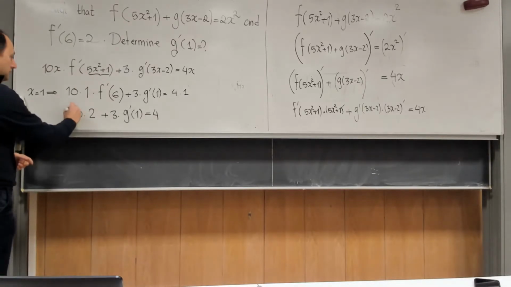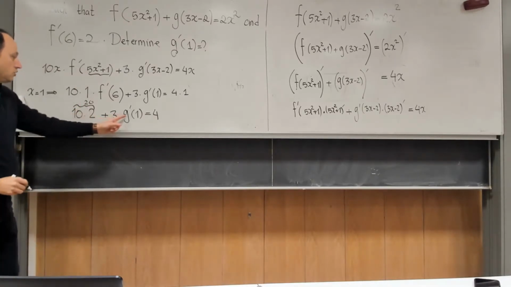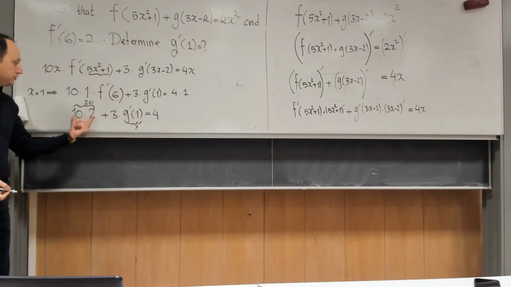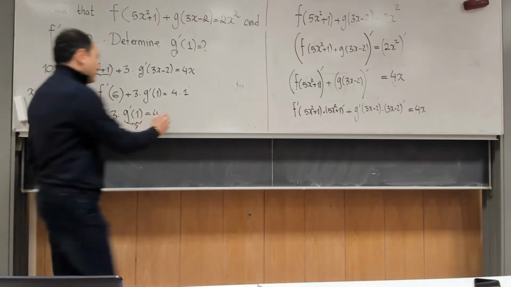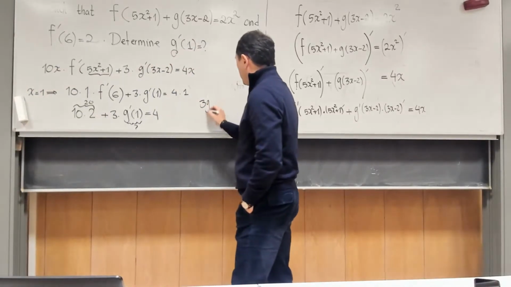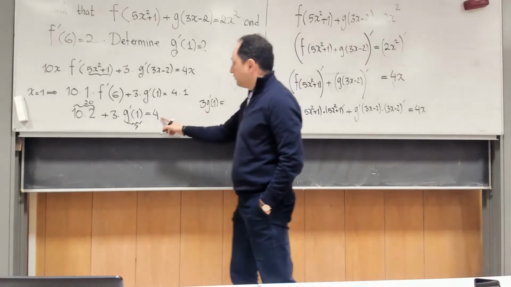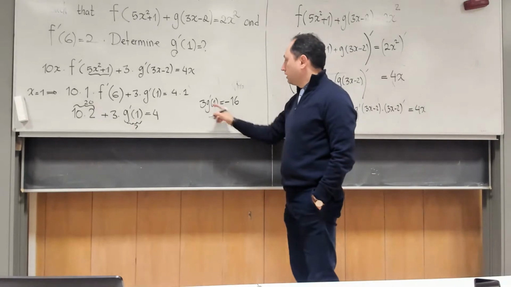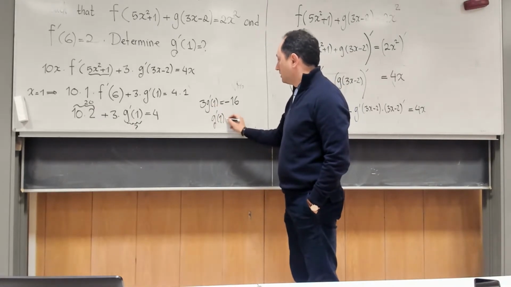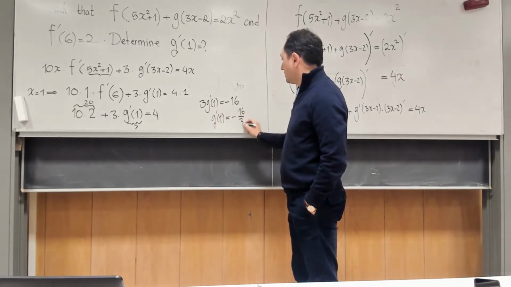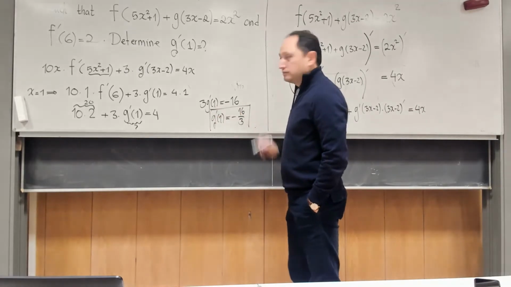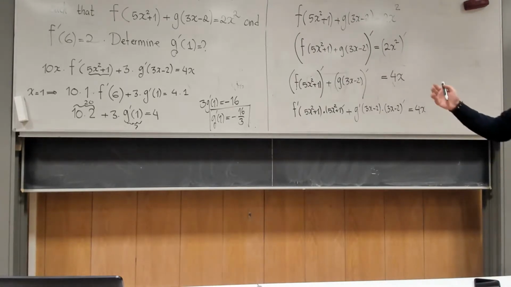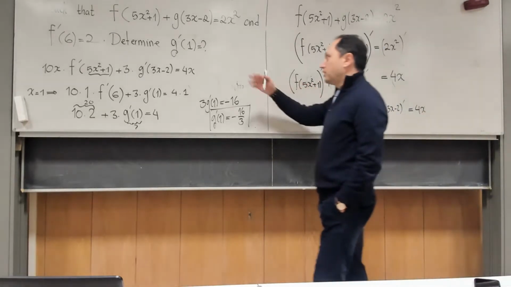So this is 20. And then there is only one part missing. And this is super simple. I move 20 to the right-hand side. So what happens? It becomes 3g prime of 1 is equal to 4 minus 20, which becomes minus 16. And I'm looking for g prime. So what is g prime? It is minus 16 over 3. Is that understandable?